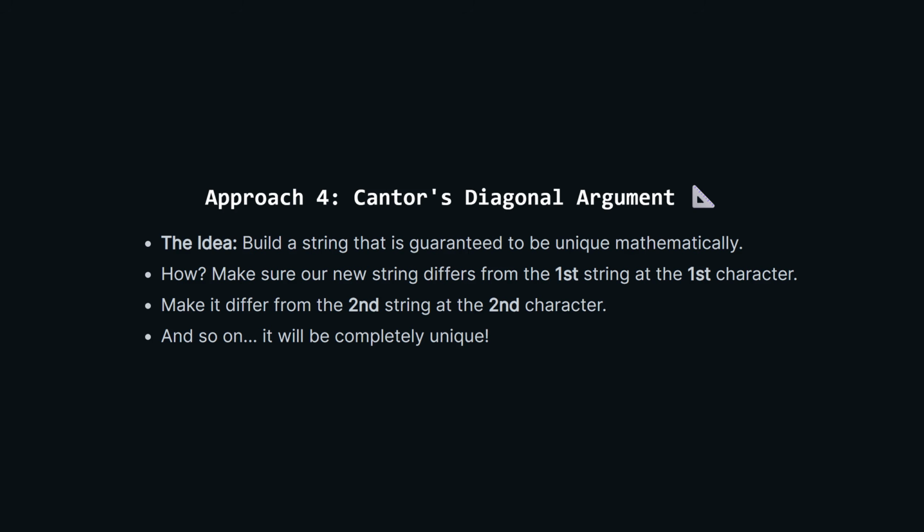Finally, approach 4, Cantor's diagonal argument. This is a brilliant math trick. We can build our answer string by guaranteeing it differs from every string in the list by at least one character. How? We make sure our string's first character is different from the first string's first character. Then we make our string's second character different from the second string's second character, and so on.